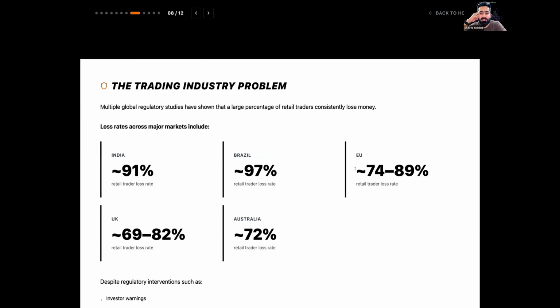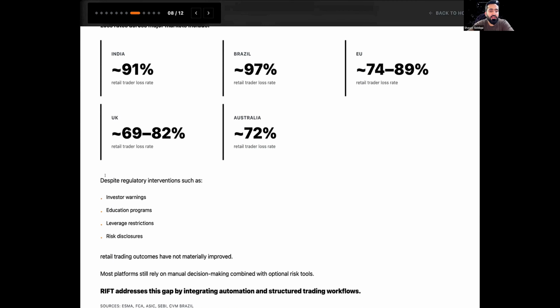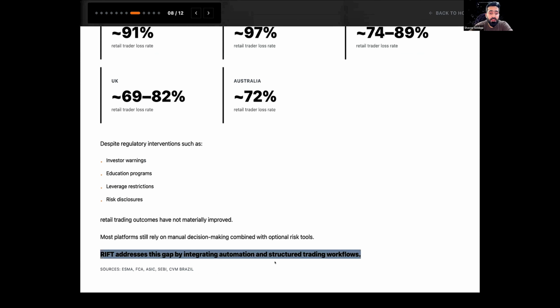In the EU, there is a 74 to 89% retail trader loss rate. Then in the UK, 69 to 82% of retail traders lose. Australia is around 72%. Despite regulatory interventions such as warnings, education programs, leverage restrictions, and disclosures, these retail traders lose money. So Rift addresses this gap by integrating automation and structured trading workflows. And these are official sources of ASIC Australia, SEBI in India, FCA, ESMA, and CVM Brazil.